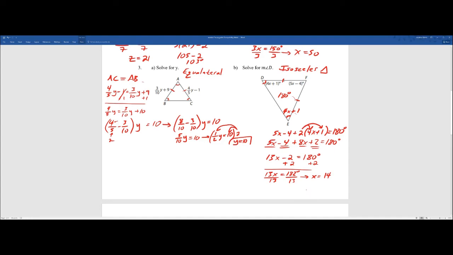Okay, so let me double check that in my head real quick. 18 divided by 13 is 1, remainder of 5, carry the 5, and 4. Yep, I'm good. Okay, so x equals 14, but that's not the answer. They were looking for the measure of angle D, and D is 4x plus 1. So x we said was 14, so 4 times 14 plus the 1. 4 times 14 is 56. And 56 plus 1 is 57. So the measure for angle D equals 57 degrees.